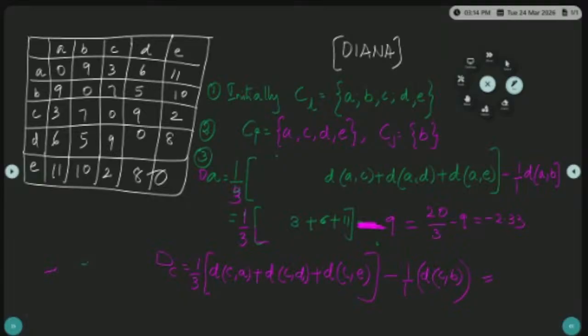What is the value of C? Minus 2.33. For D?